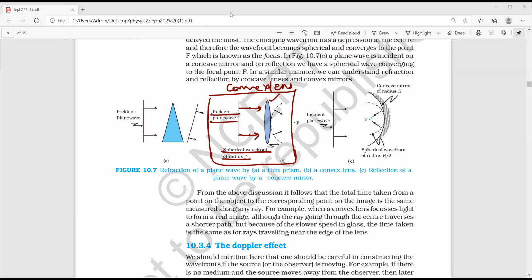So let us discuss how the refraction of a plane wave takes place in case of a convex lens. Same thing, how we are going to explain. From this figure, the incident wavefront of light is passing through a thin glass convex lens.